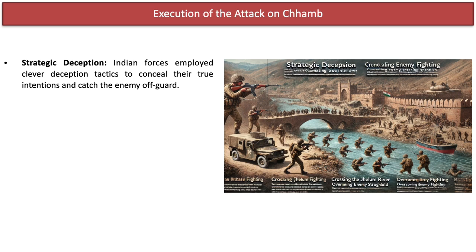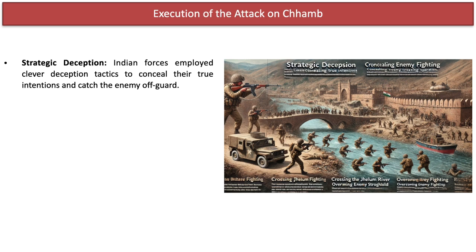For instance, friends, Indian units might stage an apparent build-up in one area, making a lot of noise, moving tanks and artillery pieces, all to suggest that a major offensive was imminent there. Meanwhile, the real assault would be prepared miles away in a completely different sector. And these tactics of misdirection forced the enemy to constantly shift their focus, redeploy their troops, and second guess their strategies.